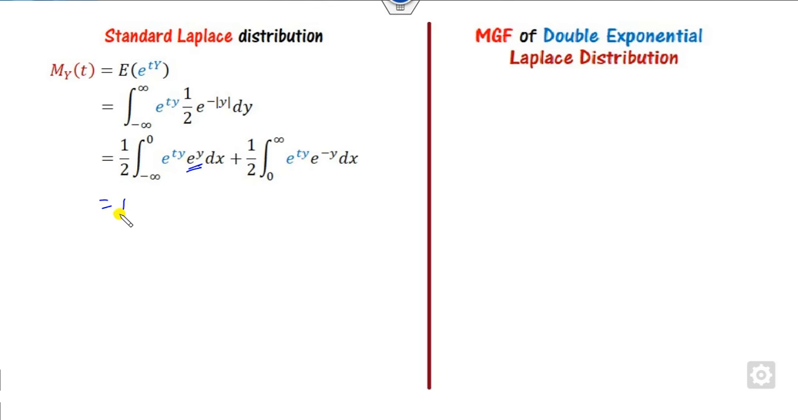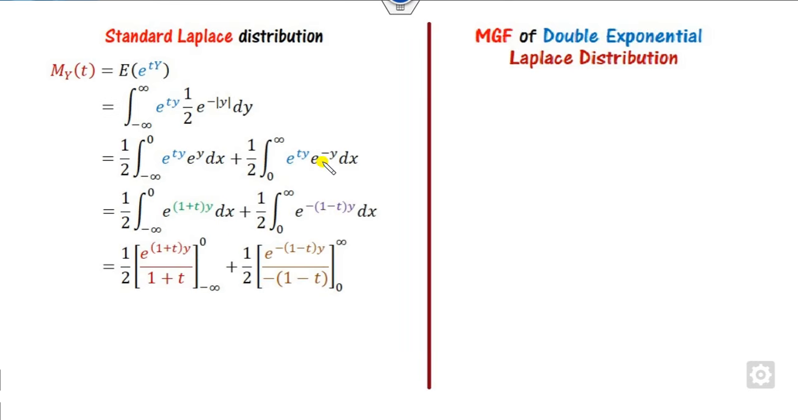So how can you solve that? This is again very simple. The bases are the same, so I can write this as e raised to (1 plus t) y, dy, and similarly I can write this expression as here. So once you write here, this is my y. Once you integrate them, what is that? This is nothing but here.